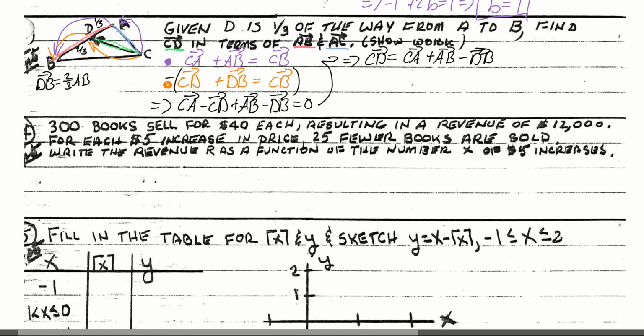And again, we can replace CA with a negative AC, so that flips the direction. So now we have AC, AB is fine, and then DB we know is 2/3 AB. So we can say minus 2/3 AB for our DB, which simplifies down to 1/3 AB minus AC equals CD.